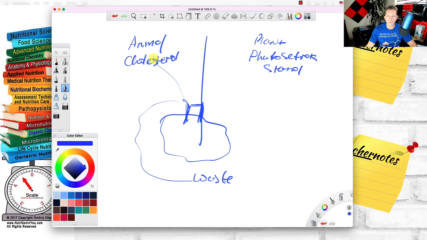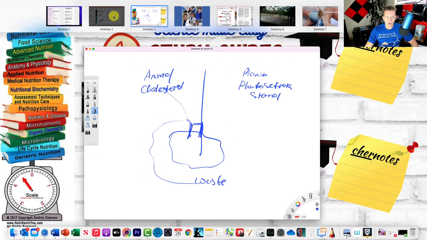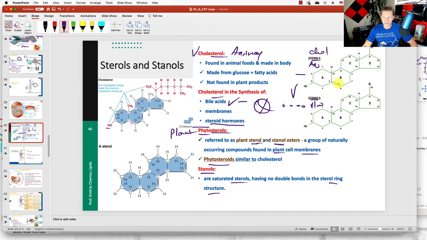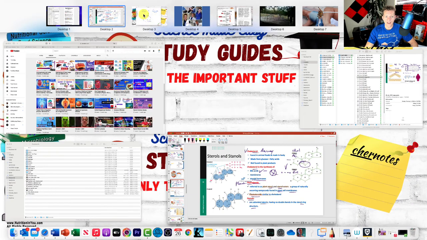So you eat your animal products, your meats, even fish, right? So eggs, dairy products. So the cholesterol is unabsorbed. But the phytosterol and the animal sterol are almost identical, right? It's just the difference of this double bond. So they're almost identical. It's like a key and a lock.